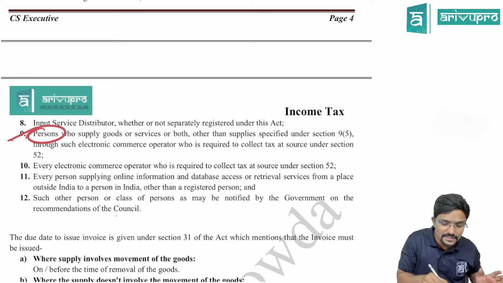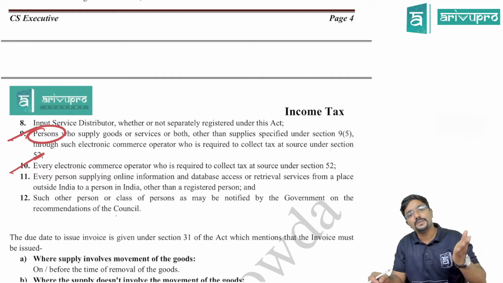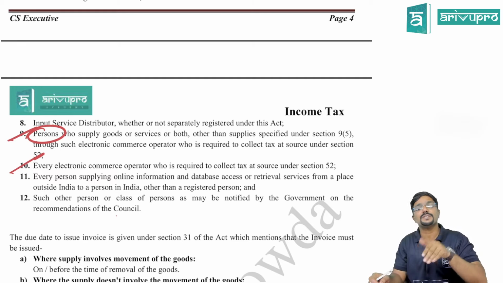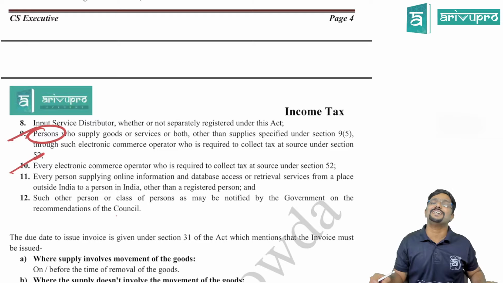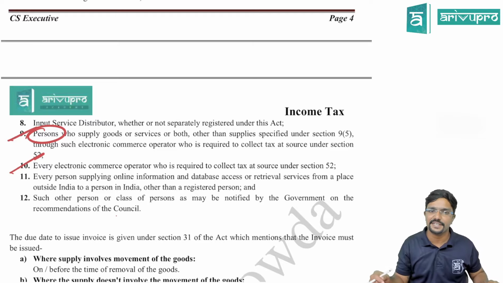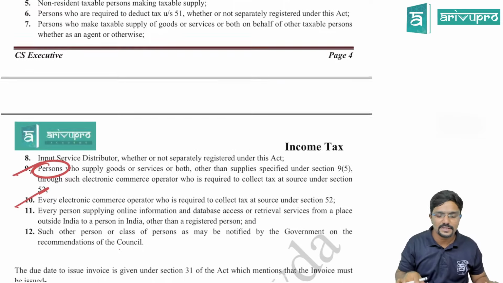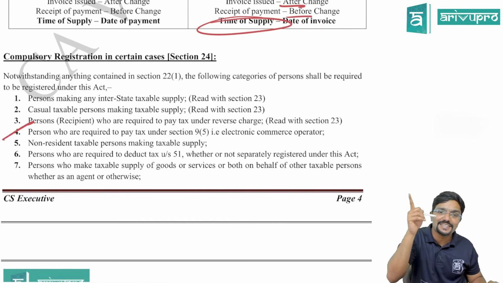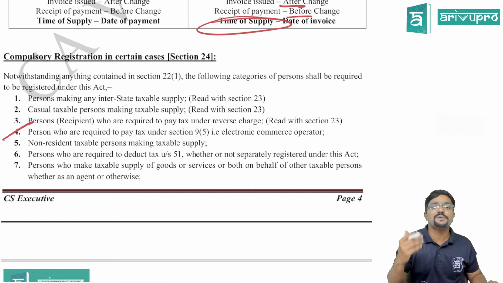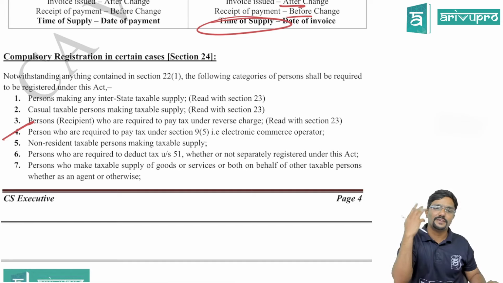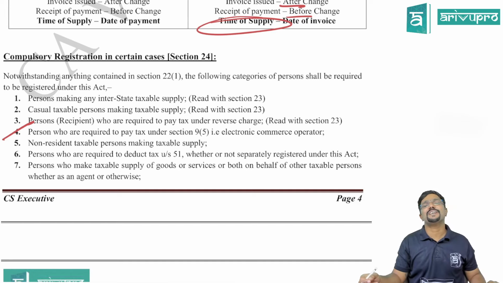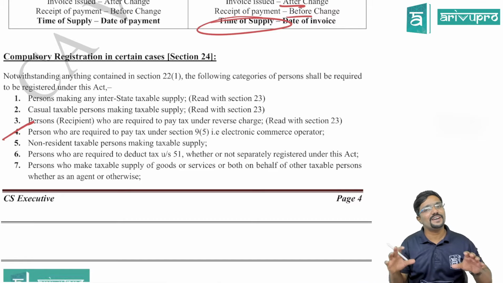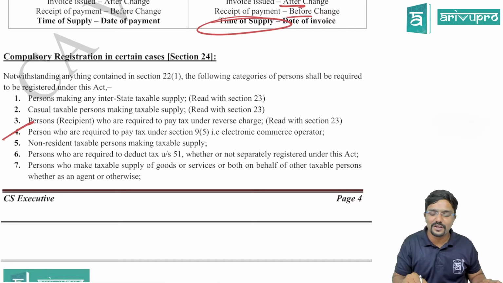And also you can see the 10th point: every electronic commerce operator who is required to collect tax at source under section 52 should also get registered. Both persons, they are covering it. Clear? And also whenever the electronic commerce operator is paying tax as per section 9.5 on a specified service, only 3 services are covered there, then they should get registered there also. So in simple terms, the electronic commerce operator should always get registered.